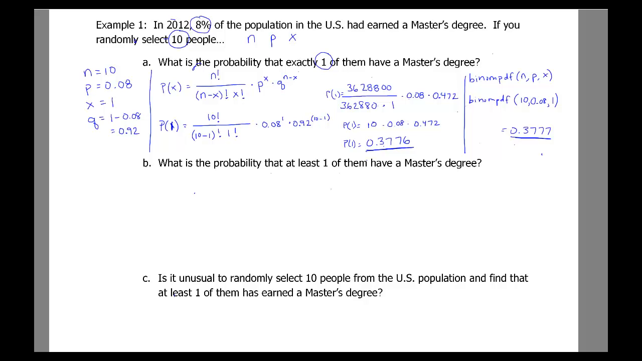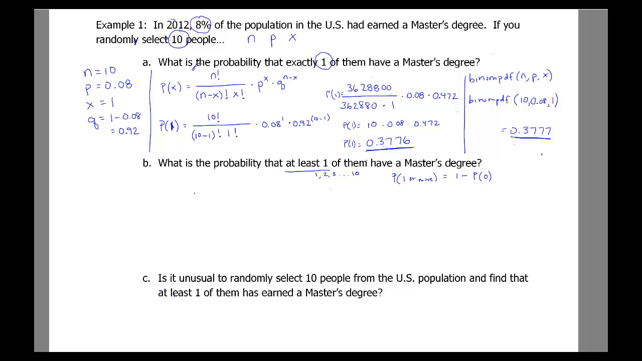Alright, next one. What is the probability that at least one has a master's degree? At least one would be 1, 2, 3, all the way up to all 10 of them. So we could do this equation that we just used over and over again. We could do it for x equals 1, x equals 2, x equals 3, all the way to x equals 10. That sounds like a lot of work. So we need to remember our complement rule. So the probability of at least one is the complement of 0.